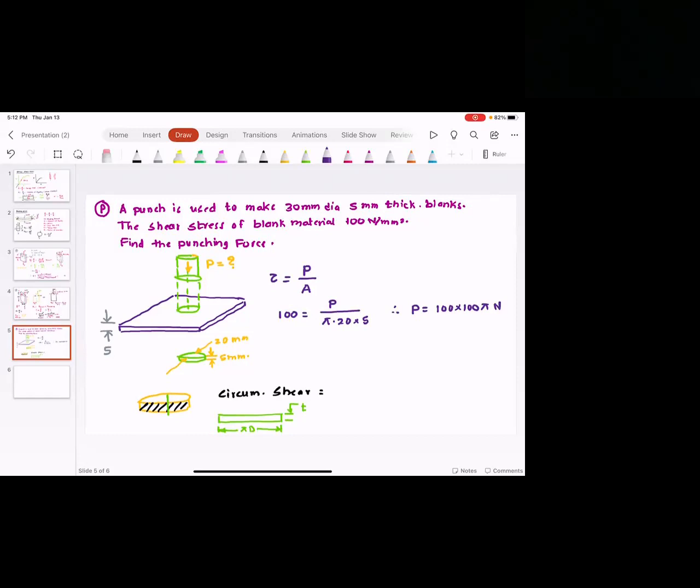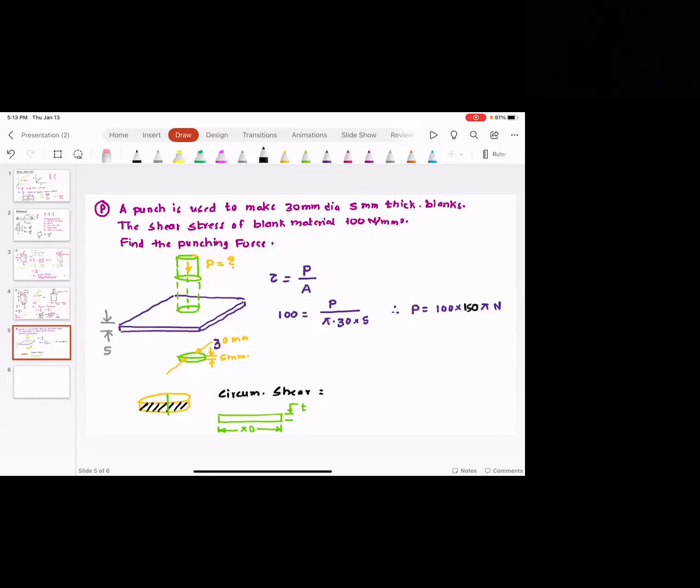Everyone understood this? Now the next question is an extension of the same problem. We found out the force. Oh yeah, then it would be 30. Sorry. This 30. Okay, so I think I got everything right.